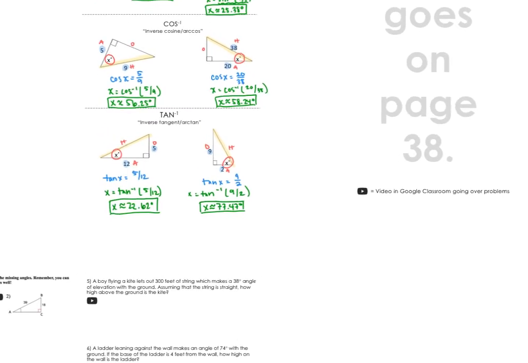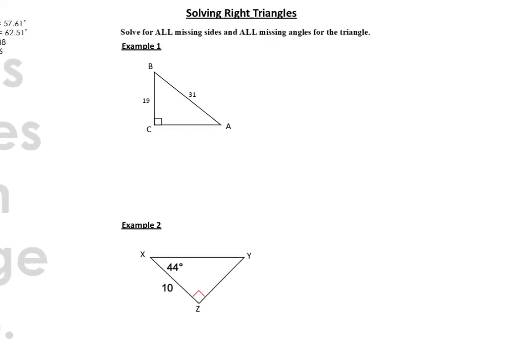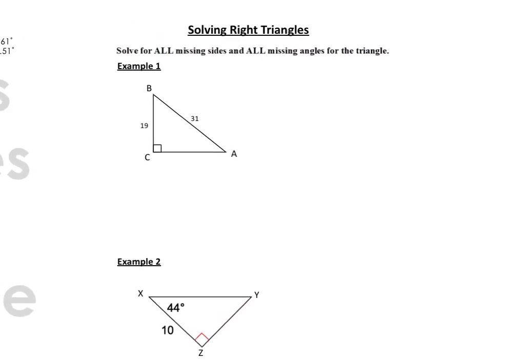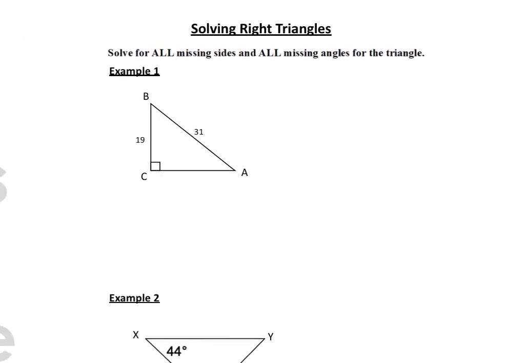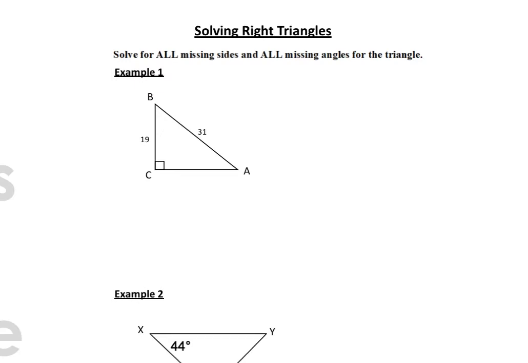All right, so now that we know how to solve for angles, now we can completely solve a right triangle, which basically means solve for all the missing sides and all the missing angles of the triangle. So looking at example 1, the information that I have is the 19 and the 31. I can go ahead and highlight my hypotenuse.